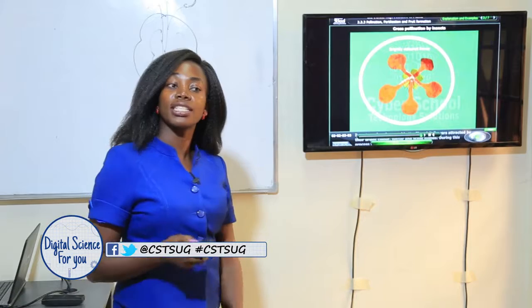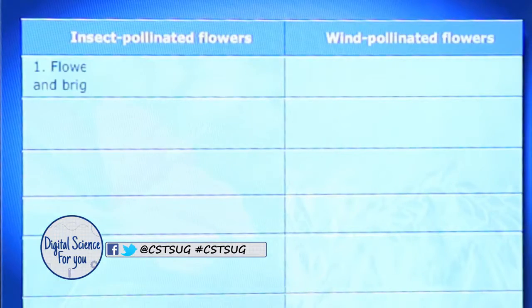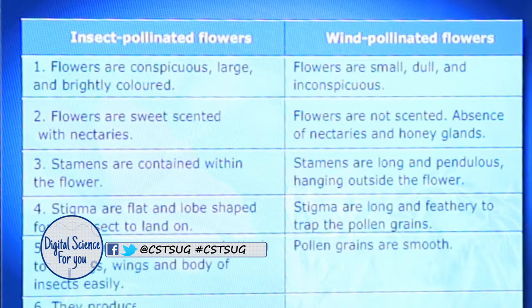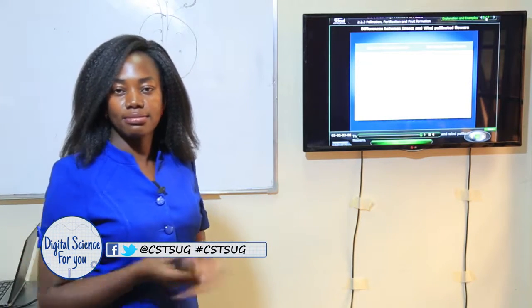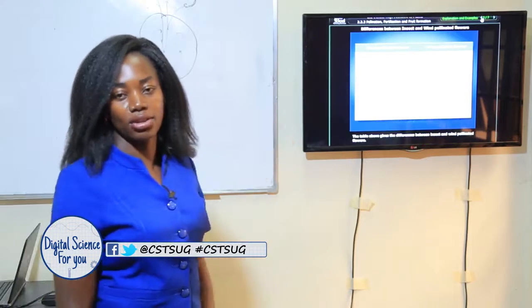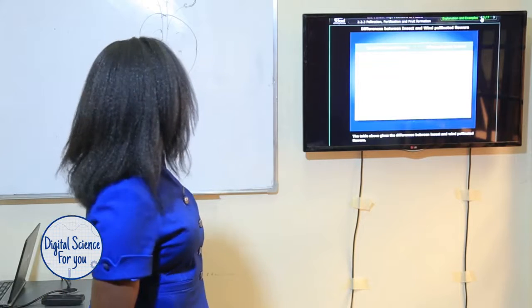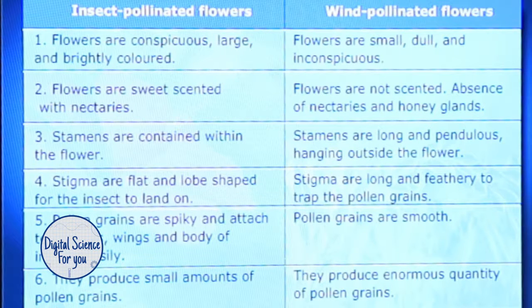Whereas for wind pollinated flowers, we look at difference number 5. For wind pollinated flowers, the pollen grains are just smooth, because they don't have to stick on any surface to carry them. It is just wind blowing them about. Look at difference number 6.